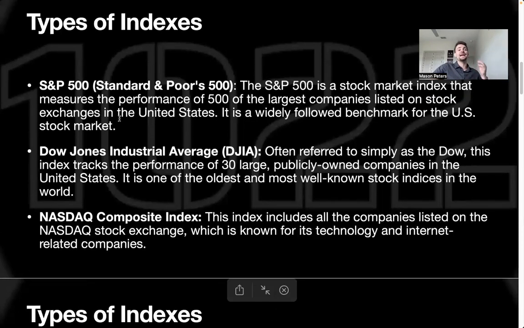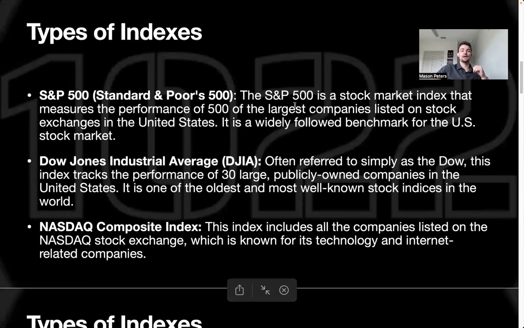So we've got the S&P 500. The S&P 500 is a stock market index that measures the performance of 500 of the largest companies listed on the stock exchange in the United States. It is a widely followed benchmark for the U.S. stock market. Benchmark indicator. Makes sense now, right?